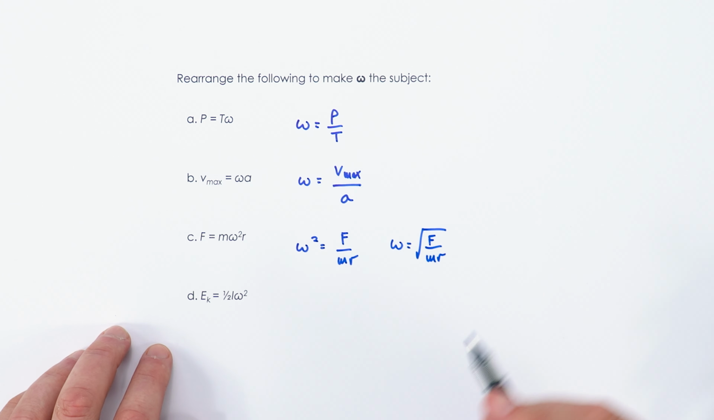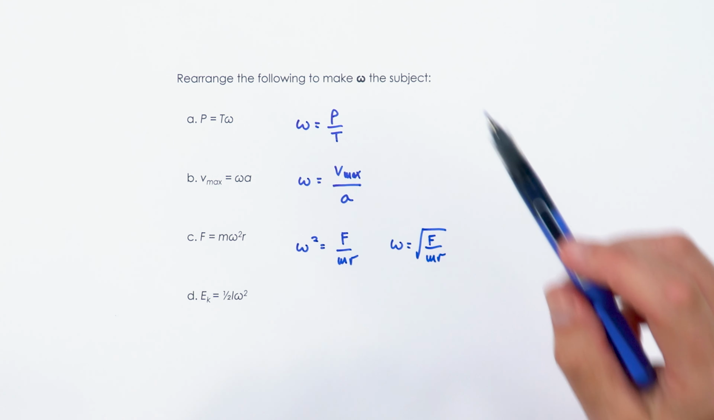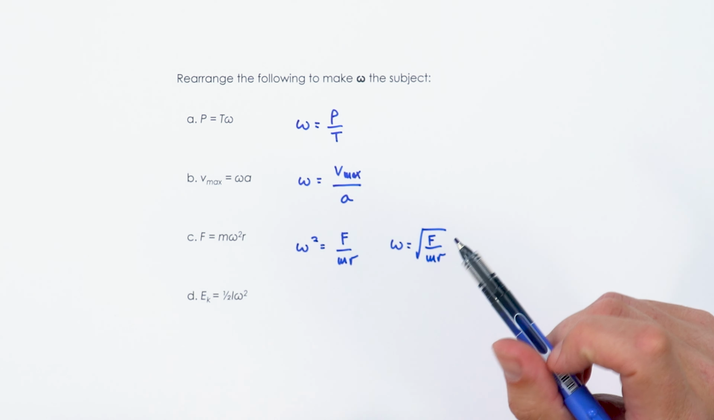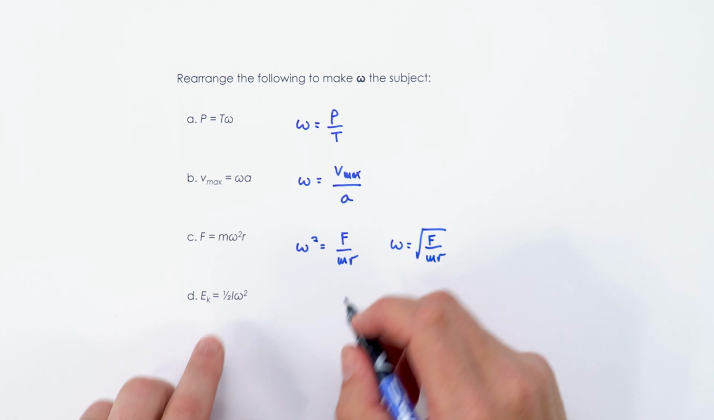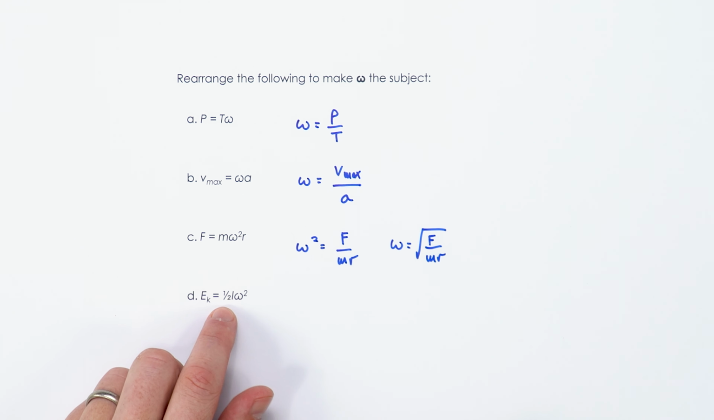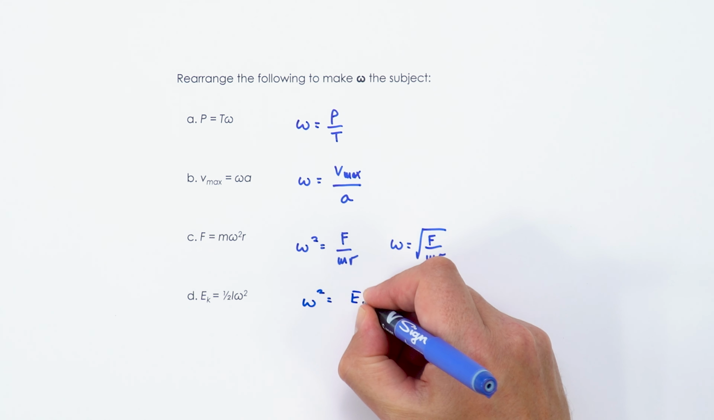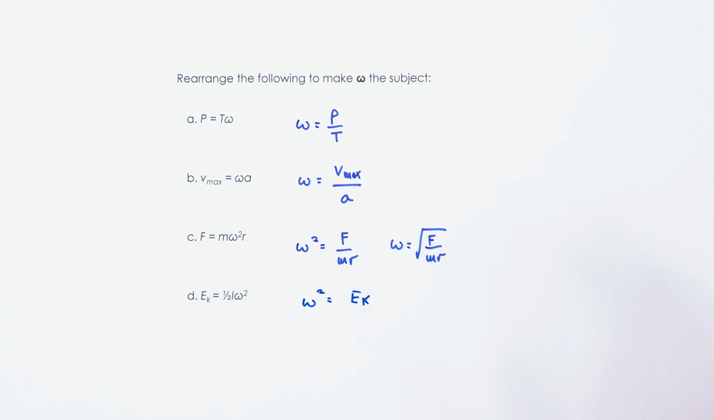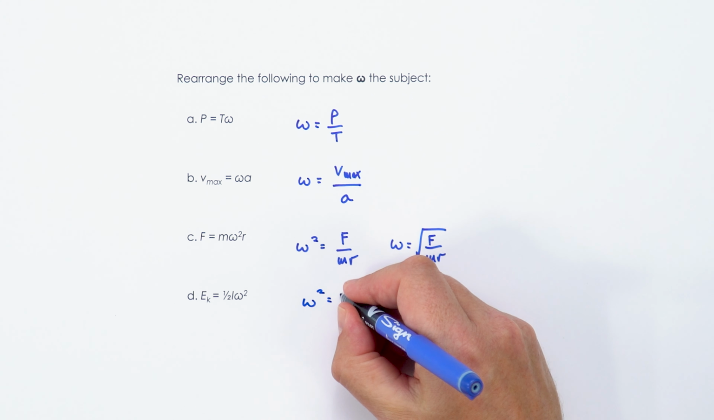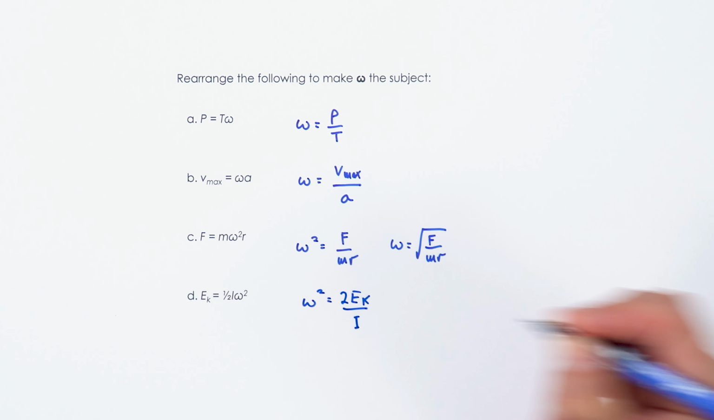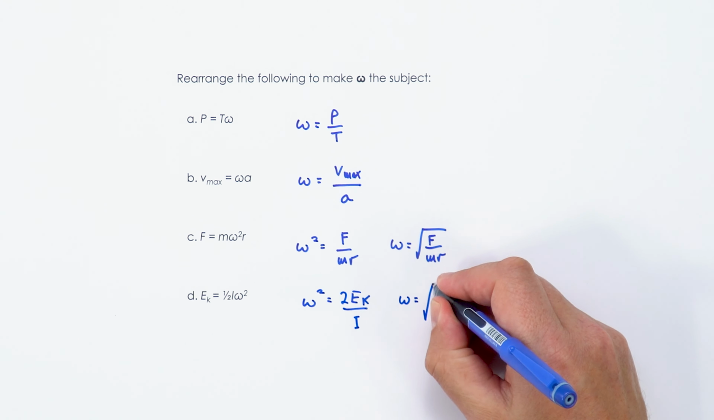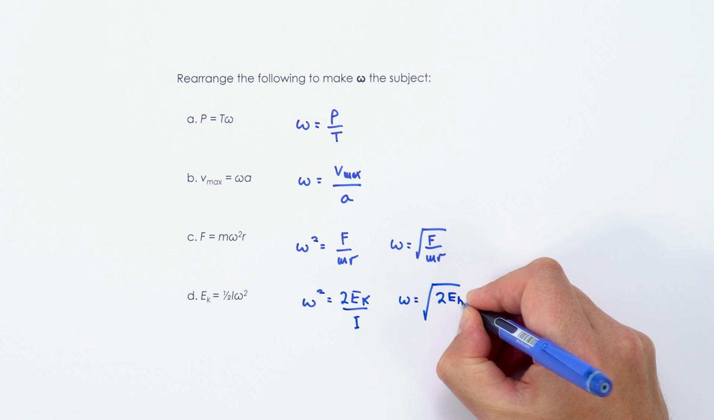And then for the fourth one, we've got the kinetic energy. In this case, this is the kinetic energy of a rotating object. And what we need to do is divide both sides by a half I. So omega squared would be equal to the kinetic energy divided by a half I, but that's the same as multiplying it by 2 divided by I, and therefore omega is equal to the square root of 2 times the kinetic energy over I. So that's just my approach when it came to rearranging all of these equations to make omega the subject.